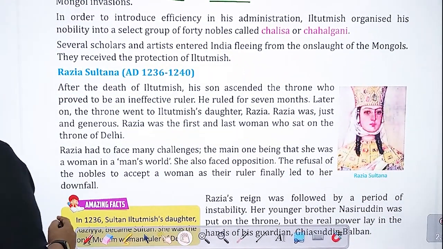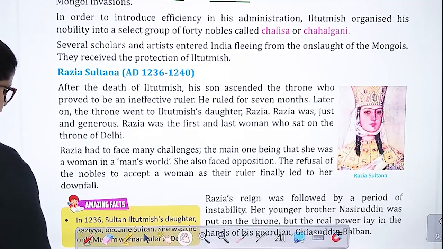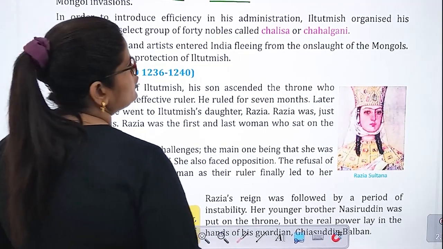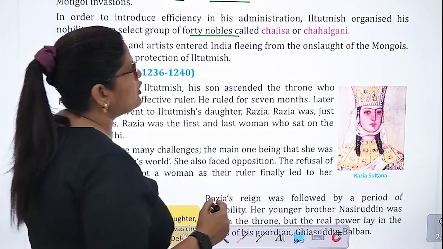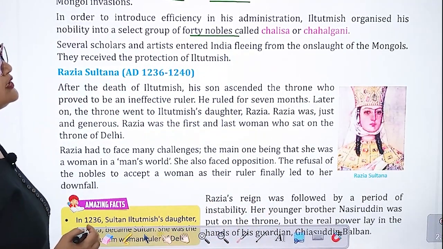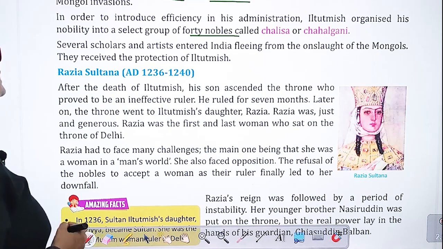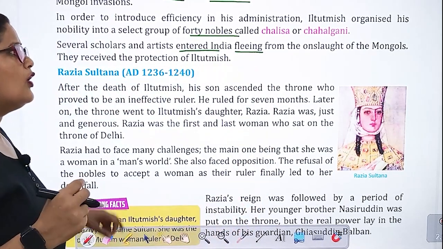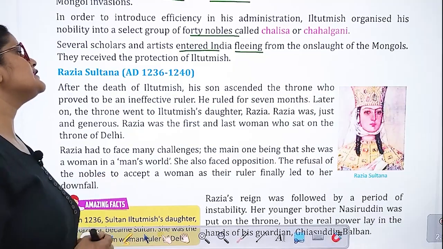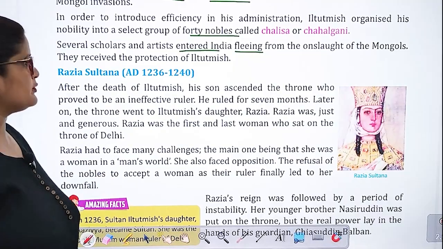In order to introduce efficiency in his administration, Iltutmish organized his nobility into a select group of 40 nobles called Chalisa or Chehalgani. Several scholars and artists entered India fleeing from the onslaught of the Mongols. They received the protection of Iltutmish.